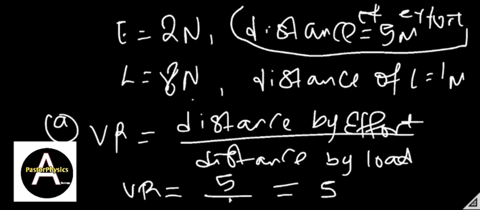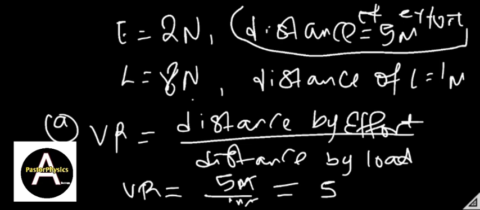Now what is the unit of velocity ratio? The velocity ratio doesn't have a unit because distance moved by effort and distance moved by load are the same unit. So when it is 5 meters over 1 meter, meter cancels meter, so there will not be a unit here. Very simple.